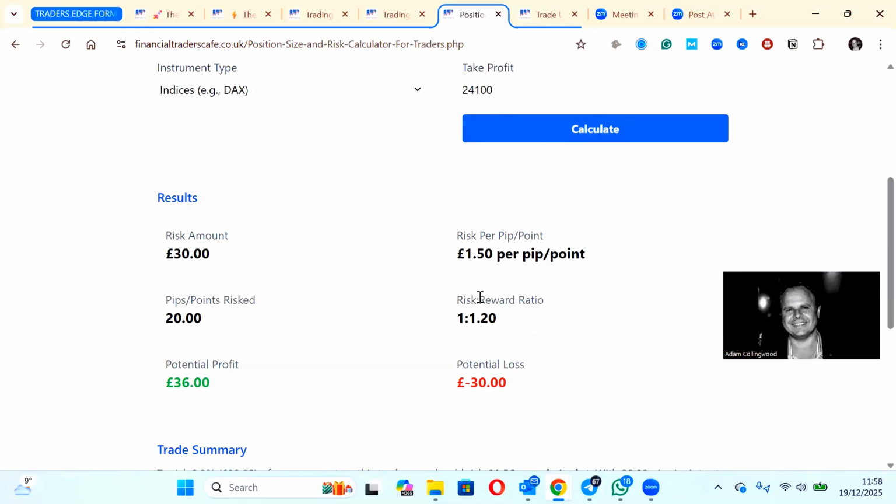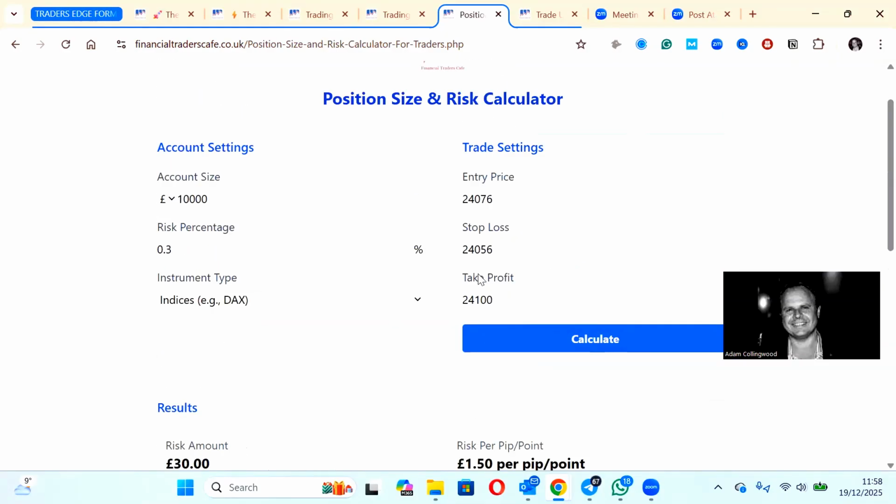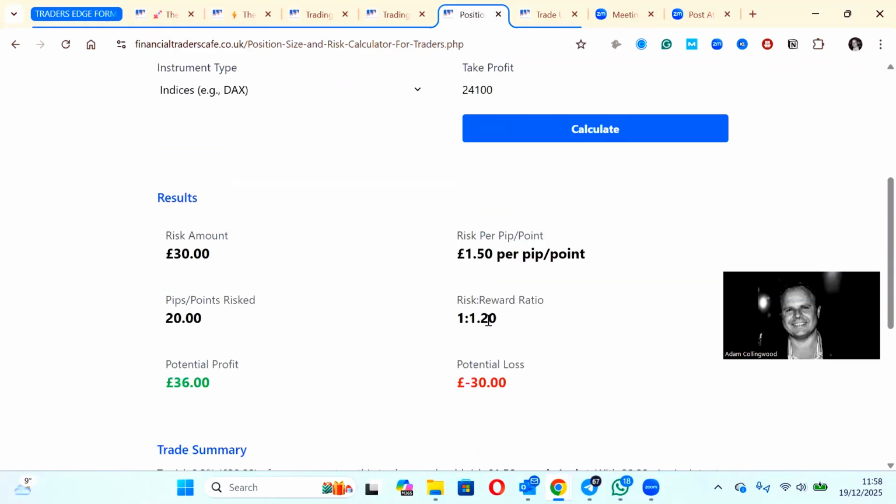You're risking 20 pips, your average risk reward ratio on that is only 1.20. So you might think, I'm not going to do that trade at all. But it also tells you the maximum you can risk per pip. Because of course you're risking 20 pips, £30 is £1.50 per pip. That's how much you've risked. Potential loss is 30 to get 36.